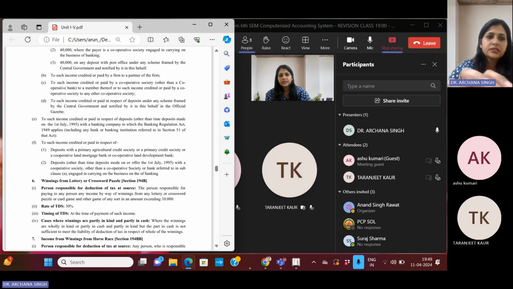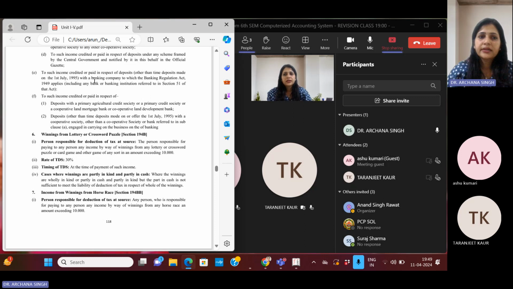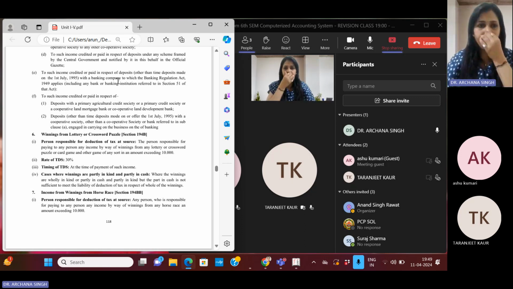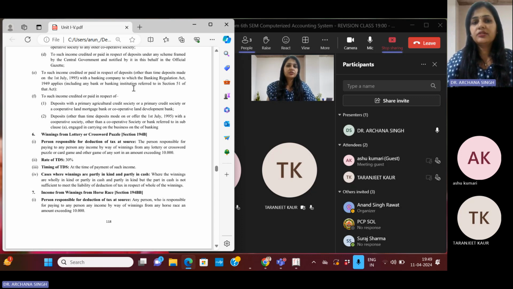Then next point is to such income credited or paid in respect of deposits other than time deposits made on 1st July 1995 with a banking company to which Banking Regulation Act 1949 applies. कि जो भी बैंक है या बैंकिंग इंस्टीट्यूशन रिफर्ड है सेक्शन 51 के अकॉर्डिंग ऑफ दैट एक्ट, तो वहां पे जो भी इनकम क्रेडिट हो रही है या इन रिस्पेक्ट टू डिपॉजिट्स पेड हुई है विद अ बैंकिंग कंपनी, तो वहां भी आपका जो है टीडीएस एप्लीकेबल नहीं होगा.